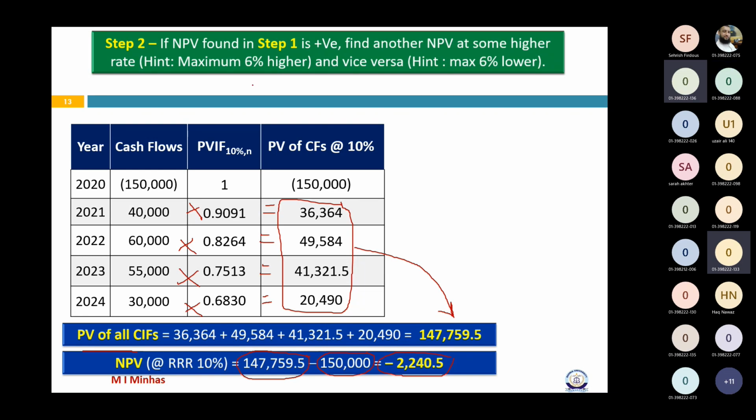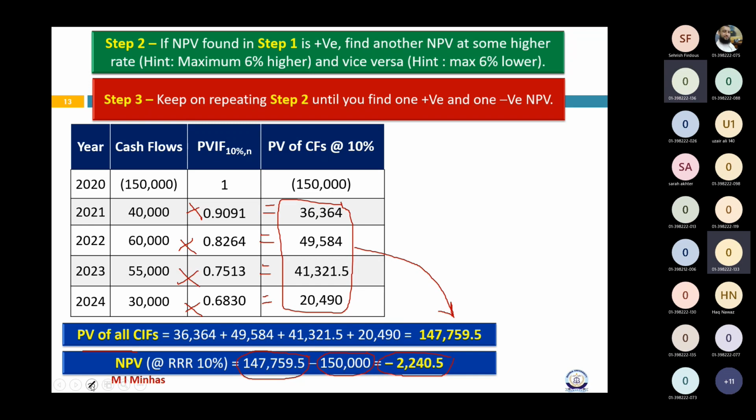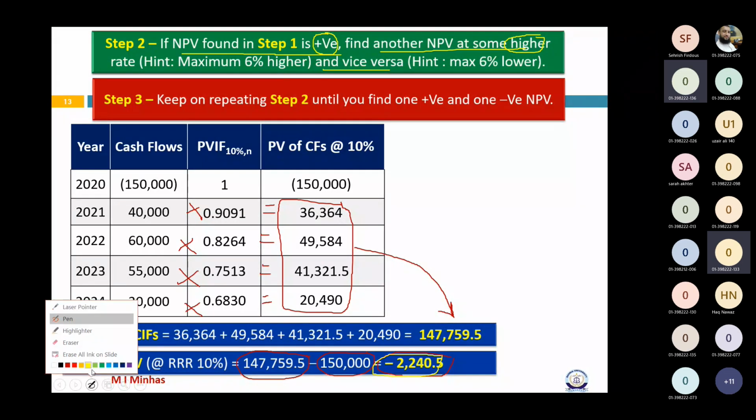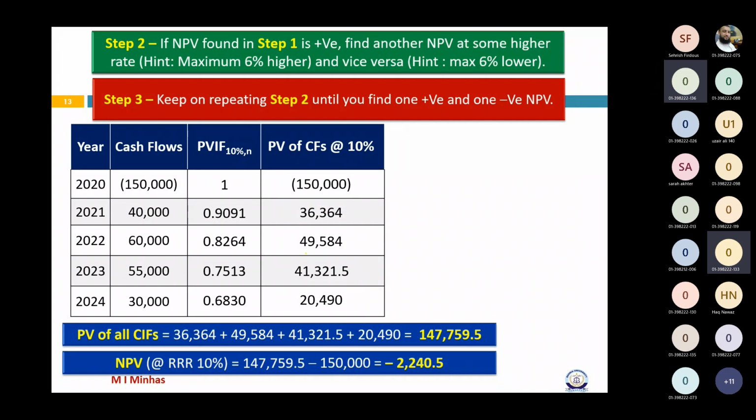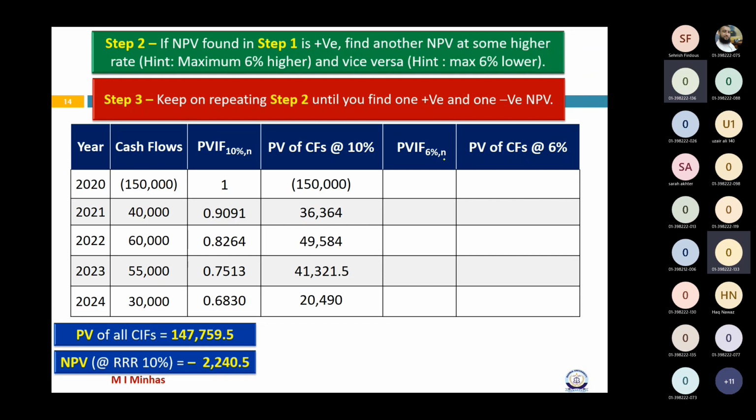Step two that we studied says that if the NPV found in the first step is positive, find another NPV at a higher rate, or vice versa. Vice versa means that now we got an NPV that is negative, so we will not calculate an NPV at a higher rate. Rather, we'll calculate NPV at a smaller rate, because our NPV was negative. As I told you, the maximum jump that you can take is 6%, so anything between 1 to 6% would be fine. For the exam, I've recommended a direct jump of 6%, but here I'm taking a jump of 4% only.